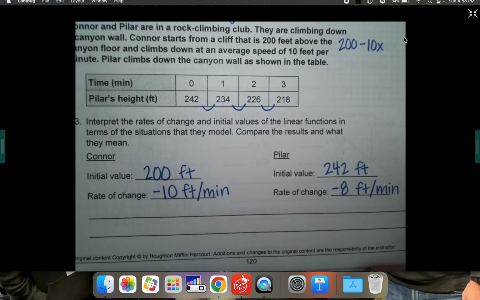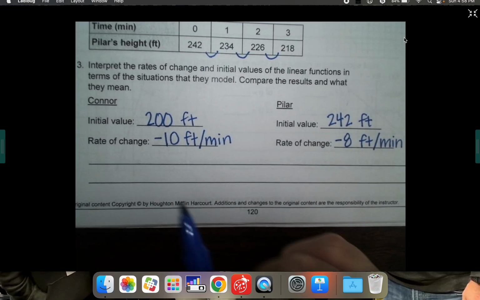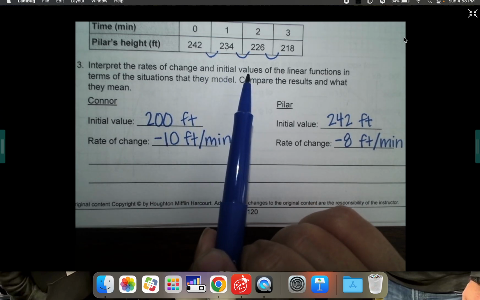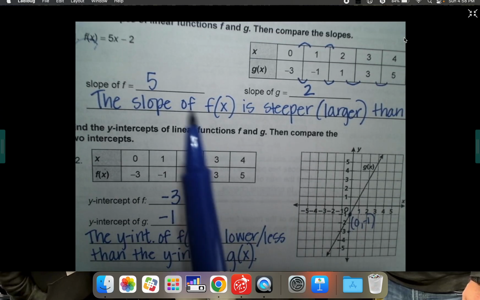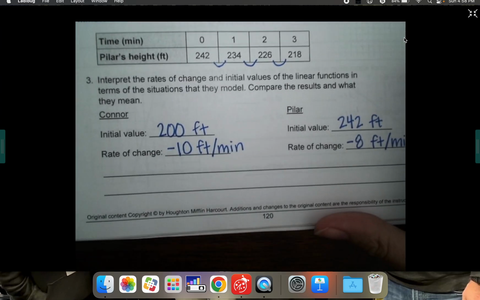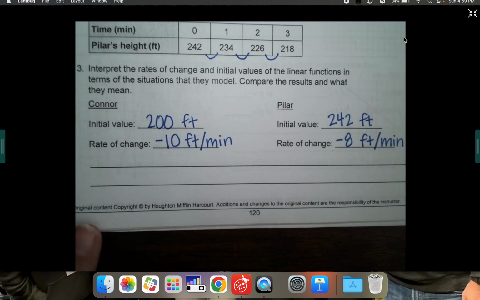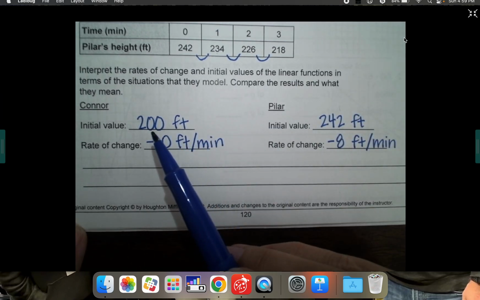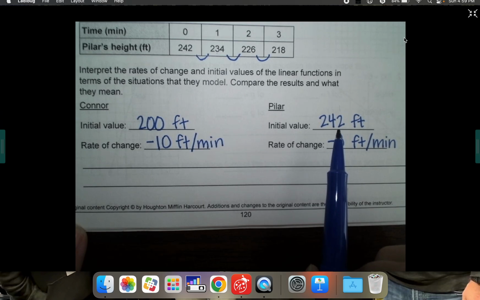So then again, let's compare the two. It says both interpret the rates of change and the initial values. So whereas up here we just did the rate of change and here we did the initial values, now we're doing both. We're comparing both. So let's look at just the initial values. Looks like Connor is at 200 and Pillar is at 242.